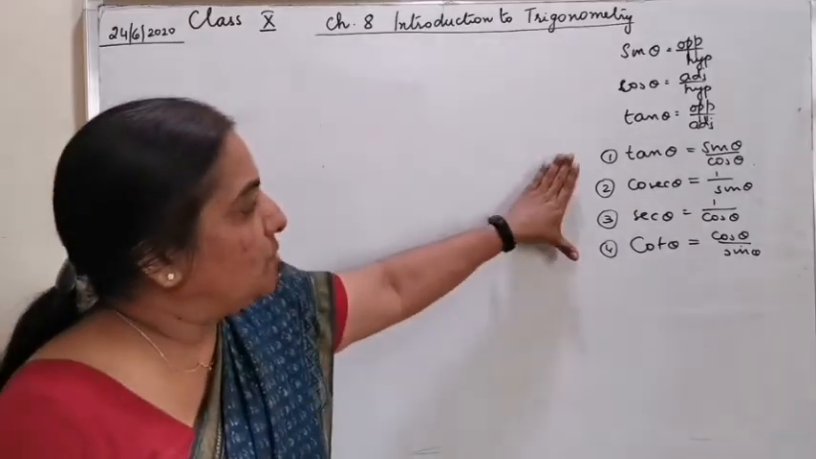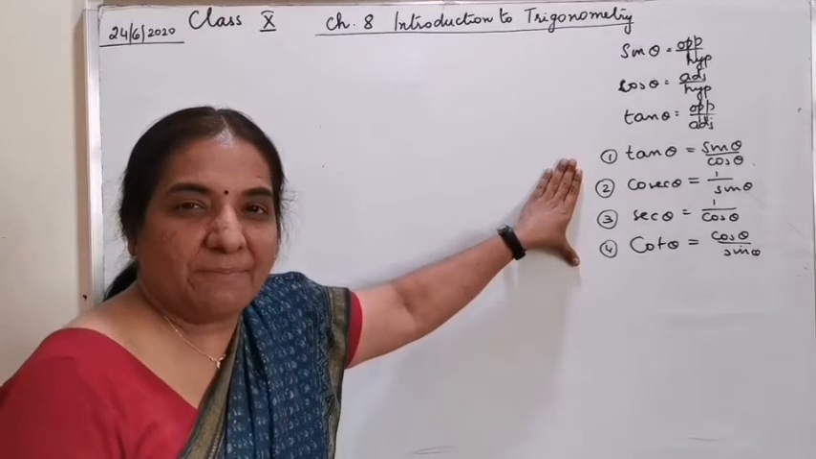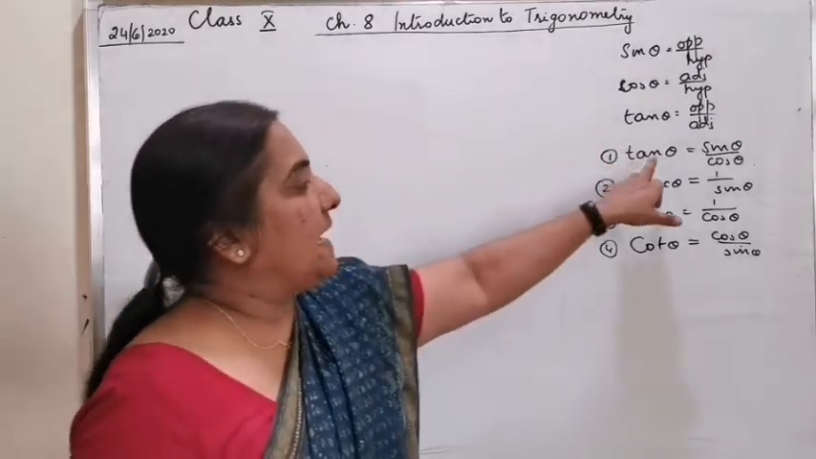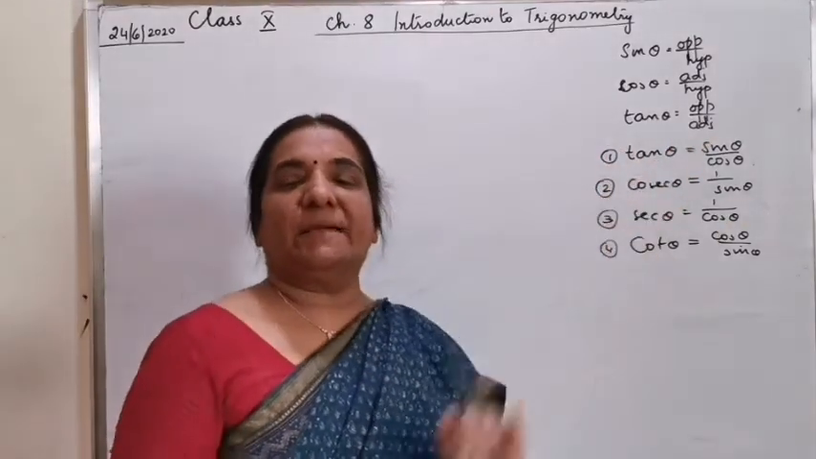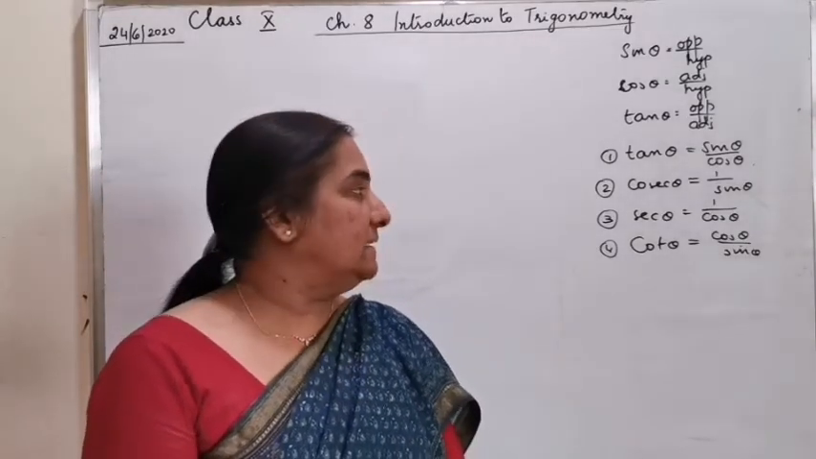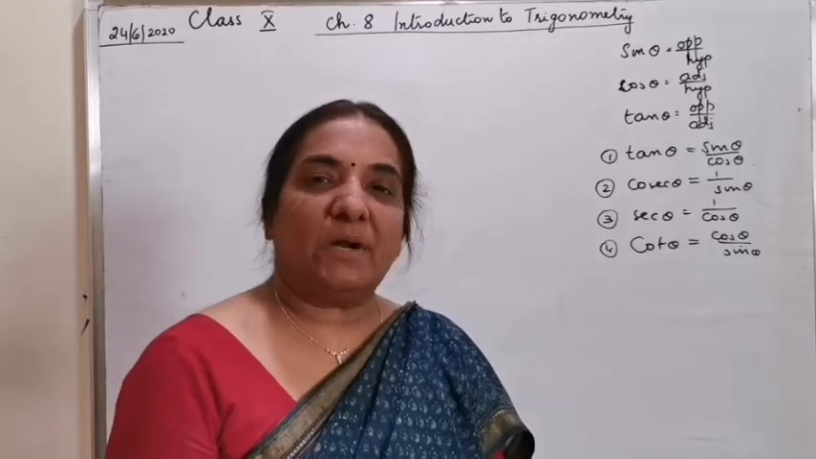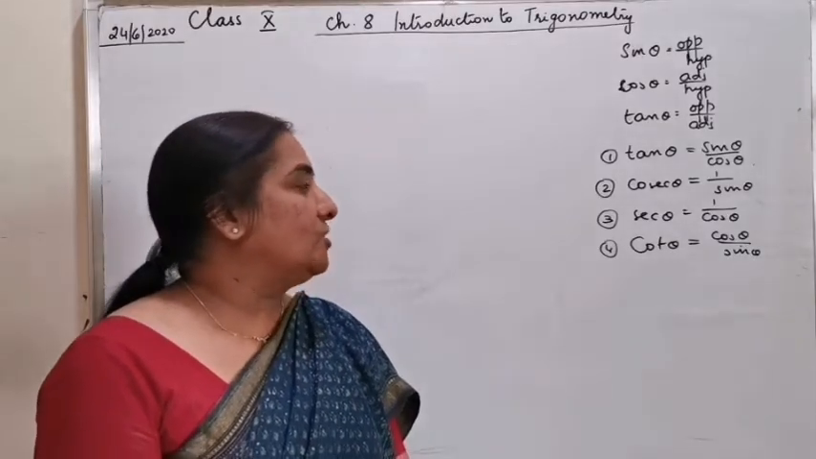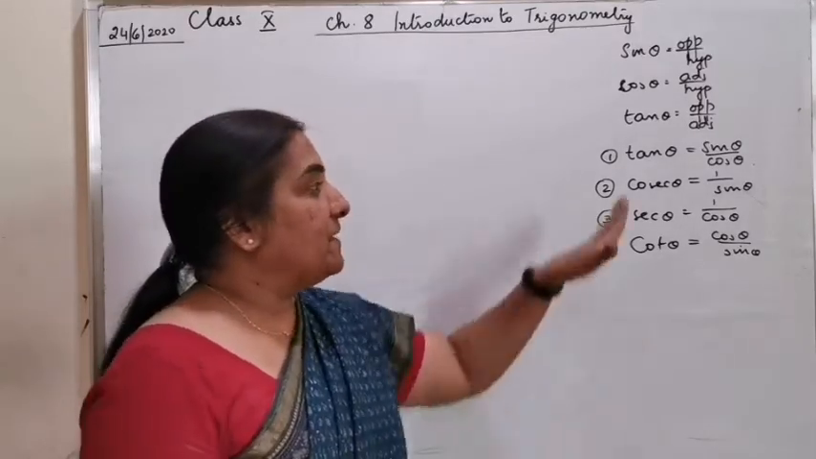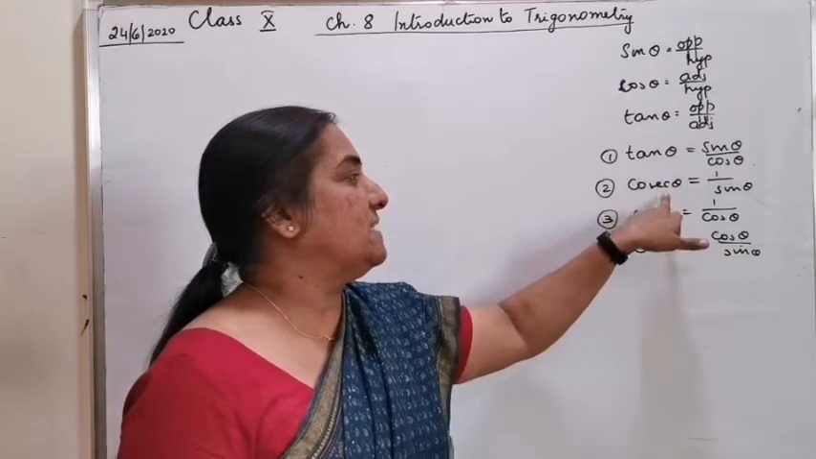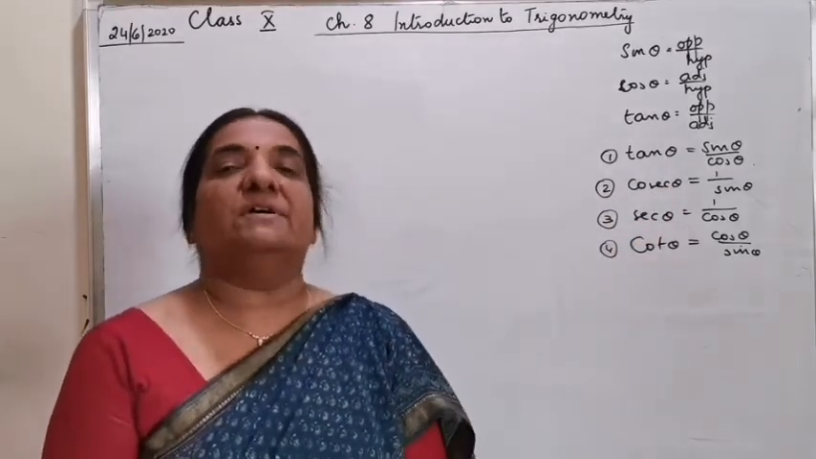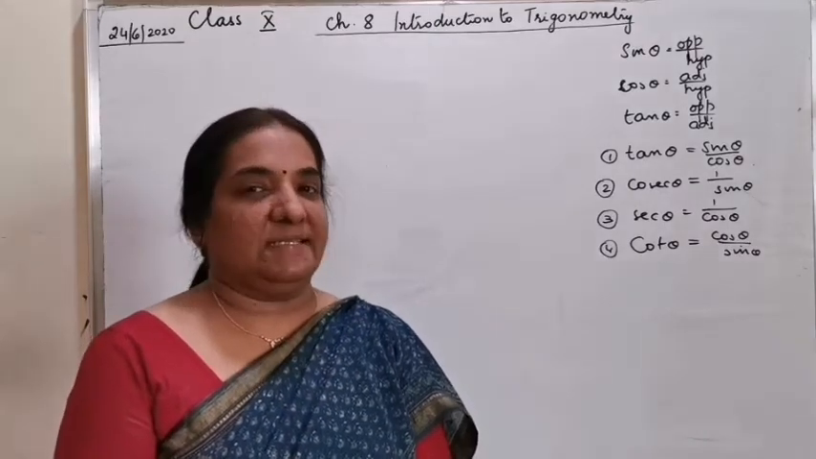Thus, the most important points to be remembered in the next exercises are tan theta can be expressed as sine theta by cos theta. Cosec theta can be written as 1 by sine theta. Sec theta can be written as 1 by cos theta. And cot theta can be written as cos theta by sine theta. That is, express the ratios of tan theta, cosec theta, sec theta and cot theta into the simplest form of sine theta and cos theta.